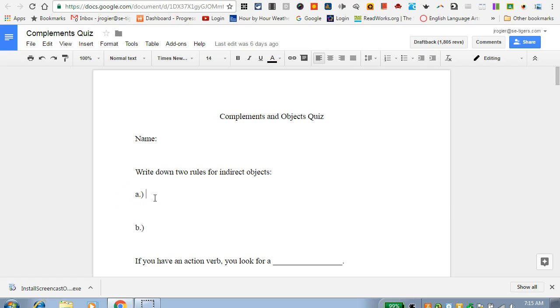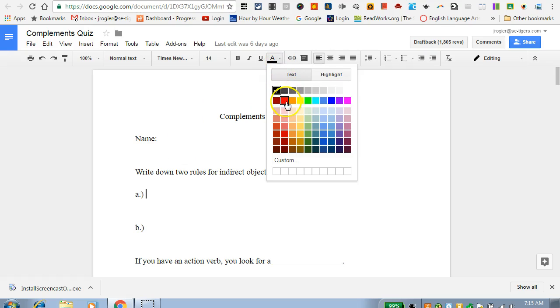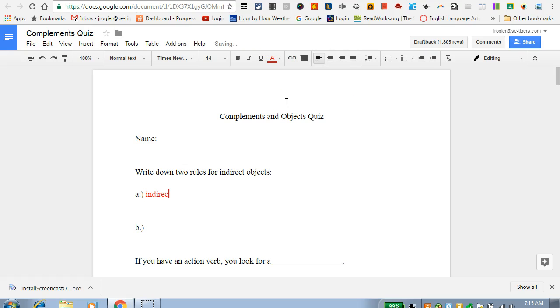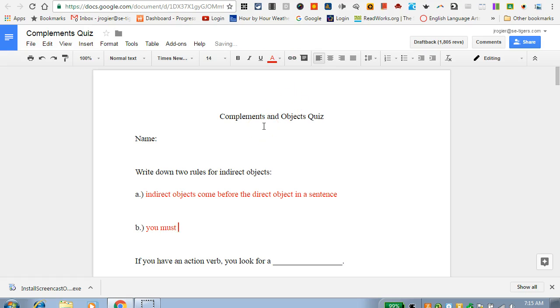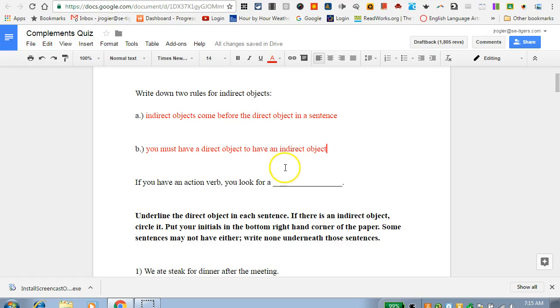Write down 2 rules for indirect objects. The main answers would be that indirect objects come before the direct object in a sentence. And then B would be that, obviously, you would have to have a direct object. You must have a direct object to have an indirect object. Now, there were a few other answers I took, but it just depends on how they're written. Generally, these were the 2 answers.